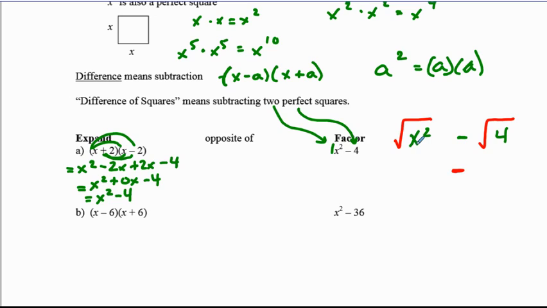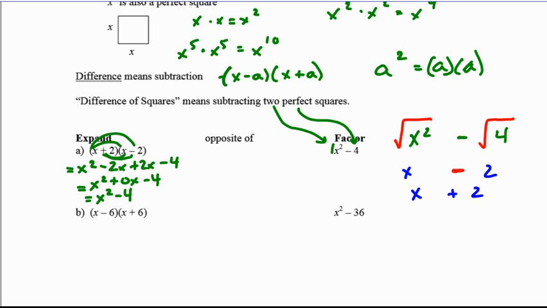All right, so if we square root this, we have x. And if we square root this, we have 2. All right, but we have to make it so that it cancels itself. So we're going to have x plus 2. So these two will cancel, right? So in the end, it's even easier than that.